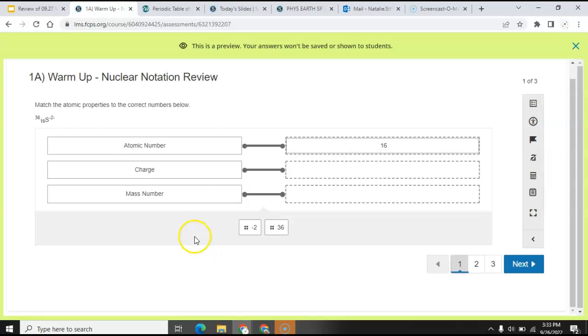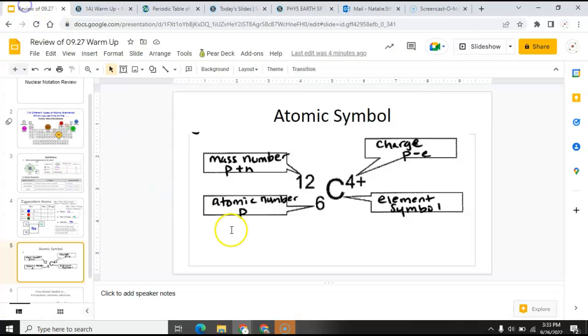So I'll drag and drop that there. The charge is the one in the upper right corner, and that's -2. So I'll drag and drop that in there. And the mass number is the one in the upper left. So I will drag and drop that there. That's 36. So that's the first one done. In order to answer this question, you have to remember the structure of the atomic symbol, where the mass number goes, and where the atomic number and charge go.